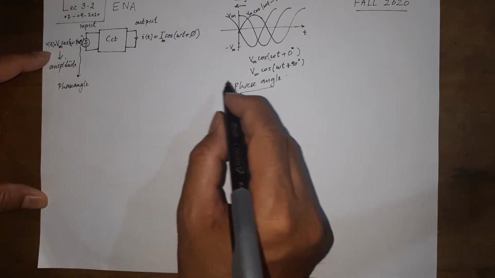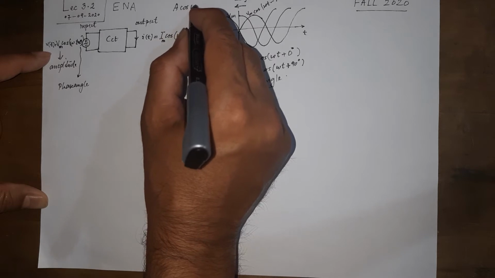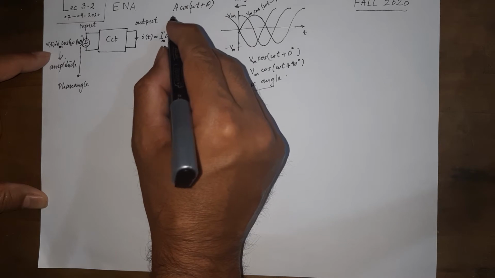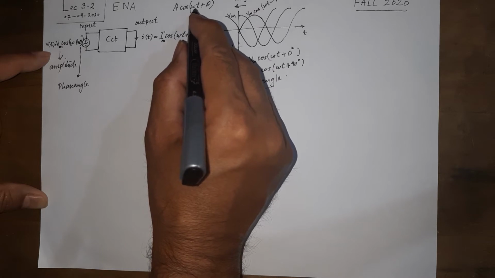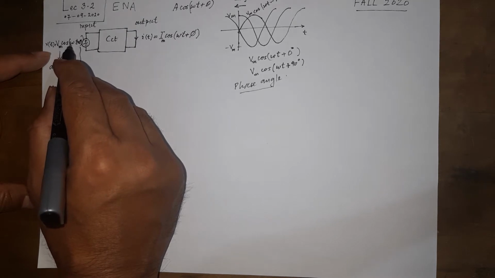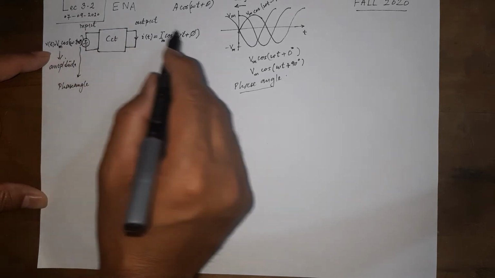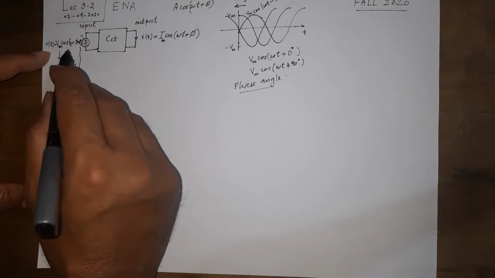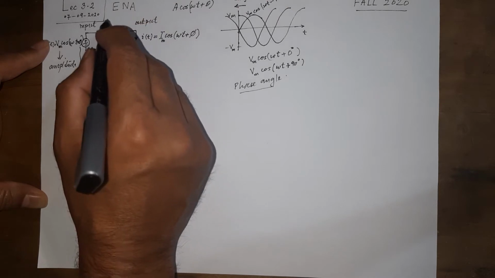So any sinusoid like this, a cos of omega t plus theta or phi or alpha or beta, whatever, has an amplitude, a phase angle, and a frequency. This is also important, but in these circuits that we are dealing with, this omega will remain the same. The circuit is not going to change this omega. Why? Because these are linear circuits. In non-linear circuits, this omega may change as well. But luckily, we are dealing with linear circuits.